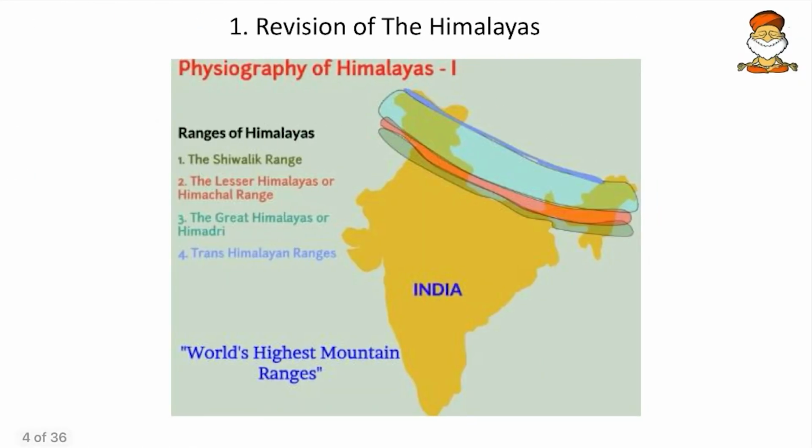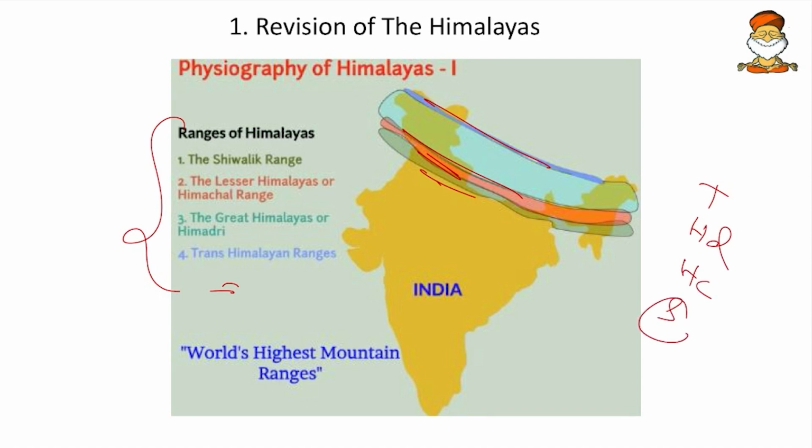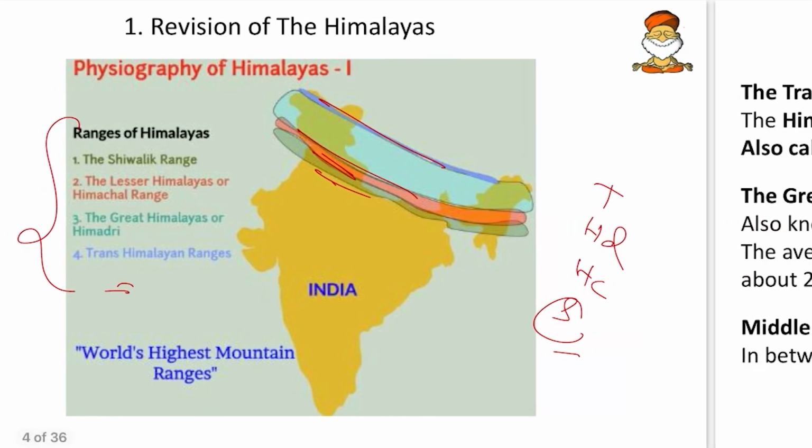Then coming to next, how we arrange all these from north to south. First comes the Trans Himalayas, and then comes the Inner Himalayas, that is the Greater Himalayas or Himadri, and then the Lesser Himalayas, that is the Himachal, and then comes the Shivalik. So Trans Himalayas, then Himadri, then Himachal, and then Shivalik. Okay, so T, HD, HC and S. If you remember that, we can also arrange them from north to south.